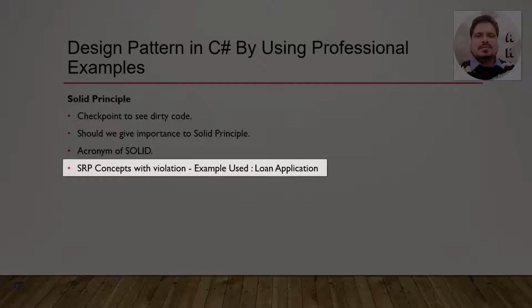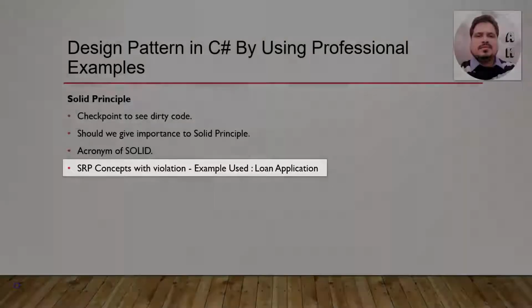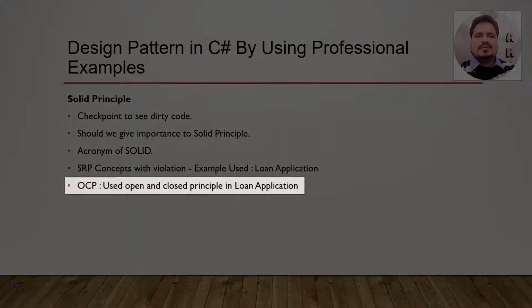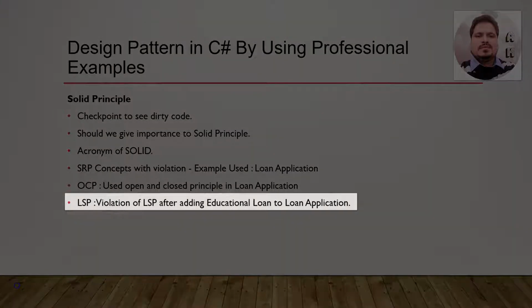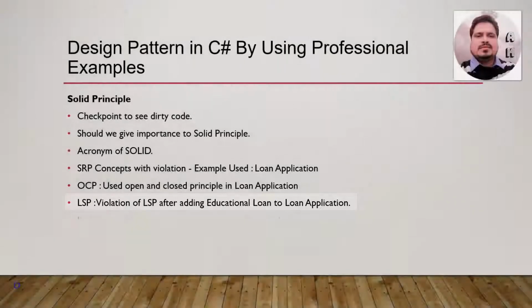We will use one example, a loan application, which will violate SRP. Then we will check OCP, open closed principle, and we will use the same loan application, where we will use the open closed principle. Then Liskov substitution principle, we will add a new loan type, educational loan, to our loan application, and we will verify how it is violating the Liskov substitution principle.